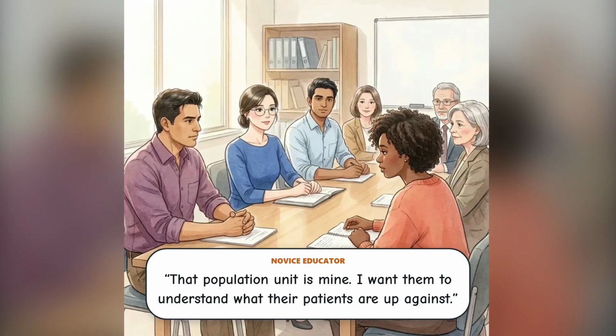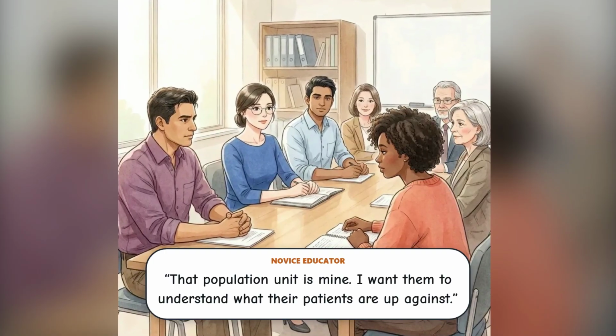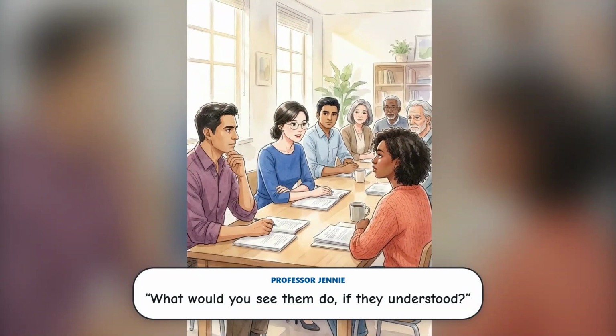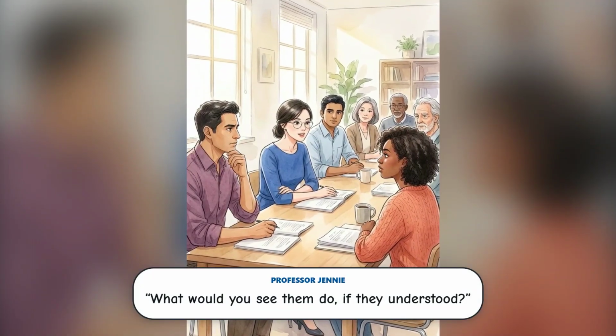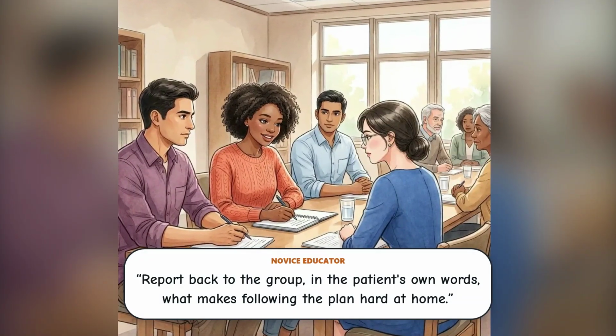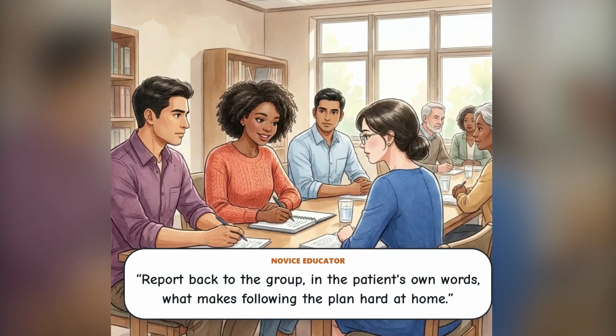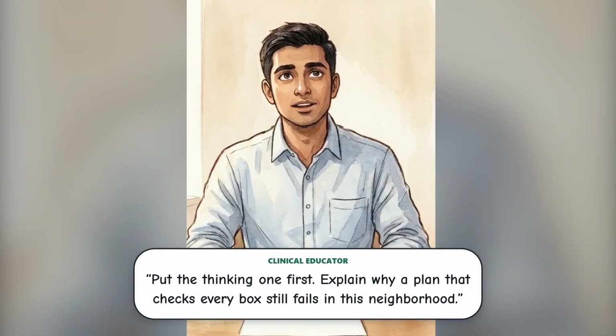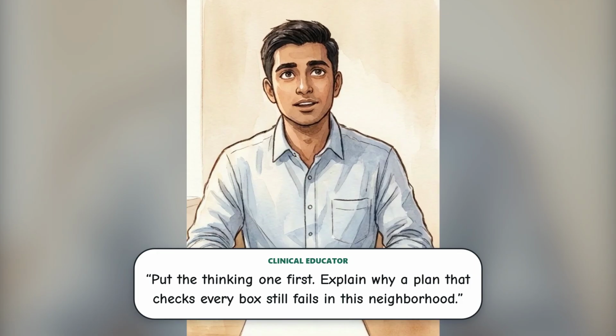That population unit is mine. I want them to understand what their patients are up against. What would you see them do if they understood? Report back to the group in the patient's own words what makes following the plan hard at home. Put the thinking one first. Explain why a plan that checks every box still fails in this neighborhood.